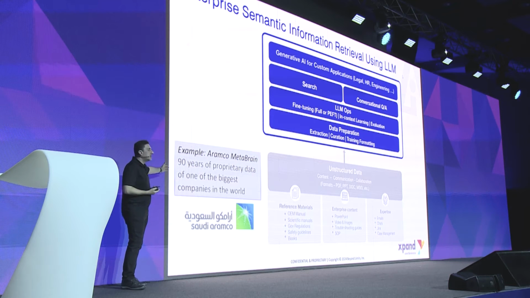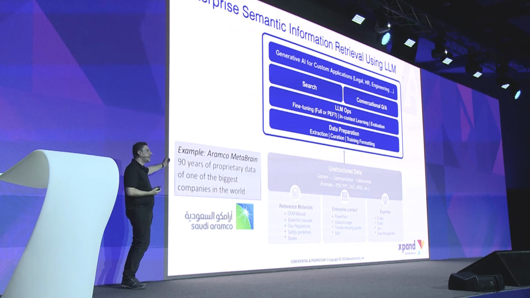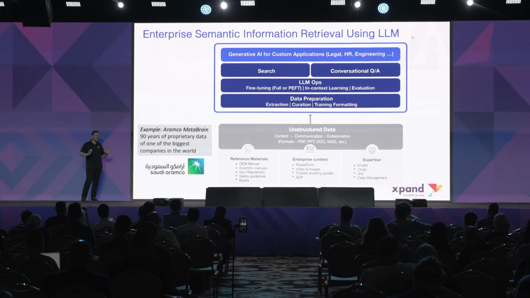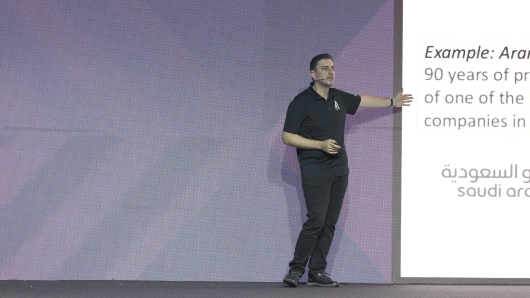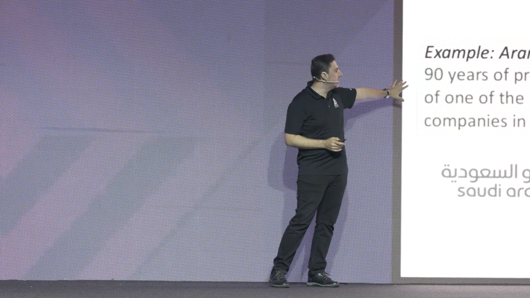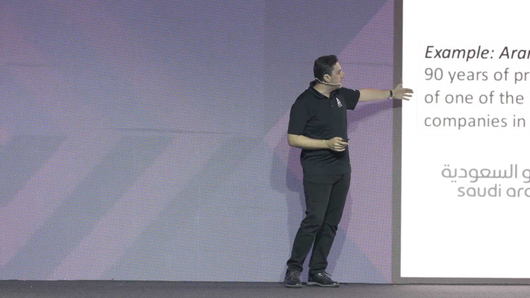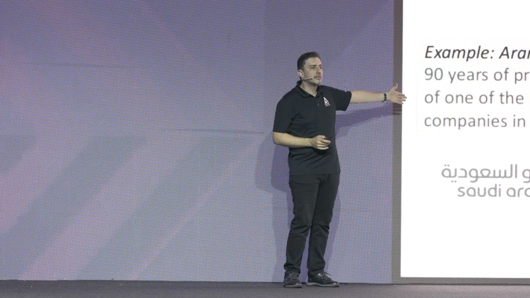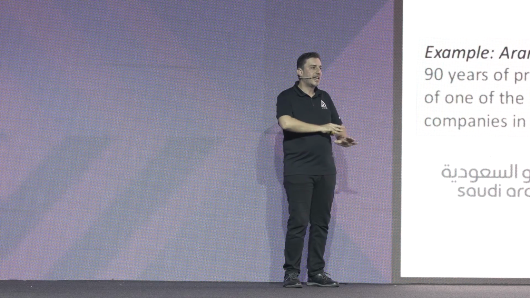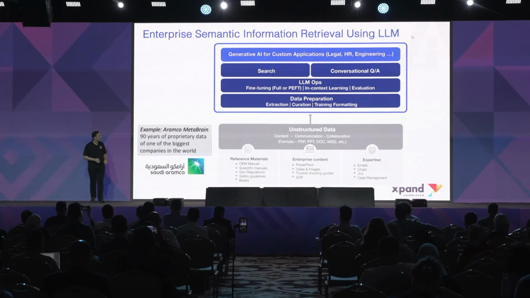They sit on more than nine decades of private data, like manuals and communications. They have their own language. It's English, but it's an Aramco language. This is not seen by GPT 3.5 or GPT 4. So how can we capitalize on this? There is a big problem of how to deal with this data. Some of it is very old, scanned images, not even clear.